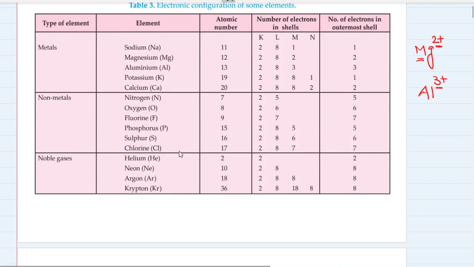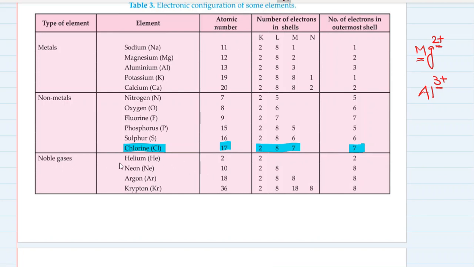Here, chlorine is right here. Atomic number 17, electronic configuration 2, 8, 7, number of valence electrons, or the number of electrons in the outermost shell, 7. Now, chlorine wants to achieve a stable electronic configuration, just like its nearest noble gas.